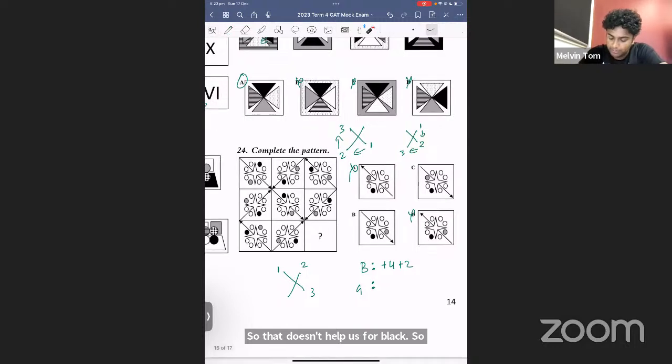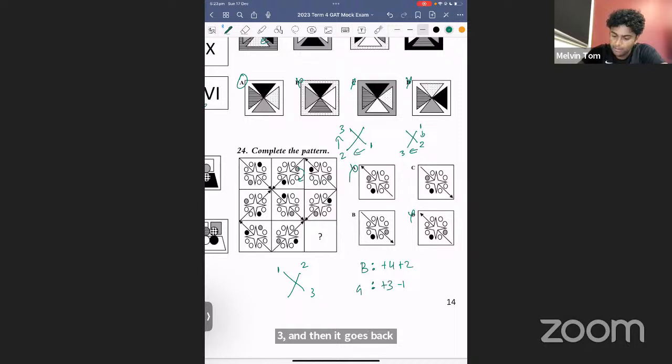The gray goes plus 1, 2, 3, plus 3, and then it goes back minus 1. The gray goes 1, 2, 3, and it goes back minus 1, right? So finally, the gray went 1, 2, 3, and it should go minus 1, and in this position, which makes it option C, not B.